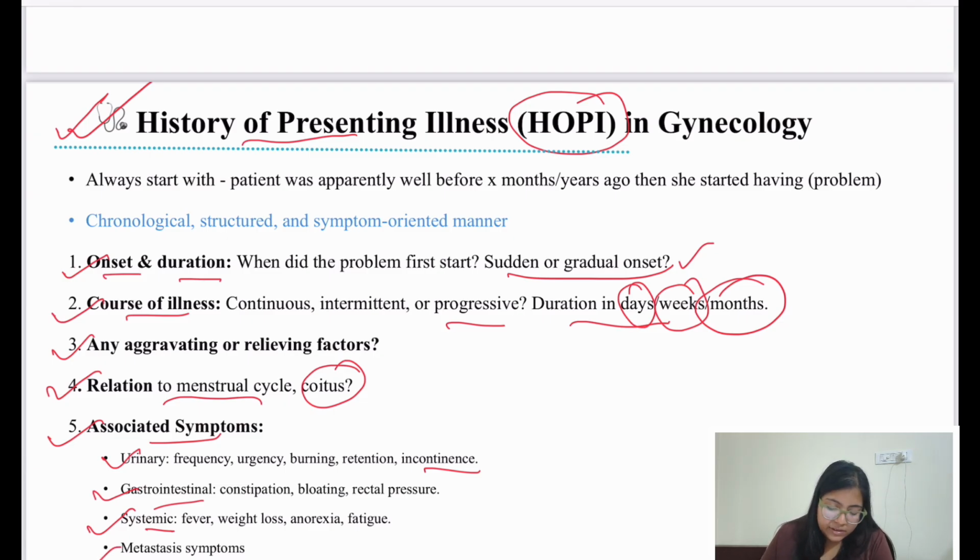If there are metastasis symptoms, what are metastasis symptoms? If there are mets in the chest, in the lungs, then she may have cough, hemoptysis, shortness of breath, breathlessness. If there is metastasis to the brain, then she may have headache, blurring of vision, loss of consciousness. So you ask about metastatic symptoms like that, along with loss of weight and loss of appetite. If there is metastasis to the bowel or bladder, then there are associated symptoms.